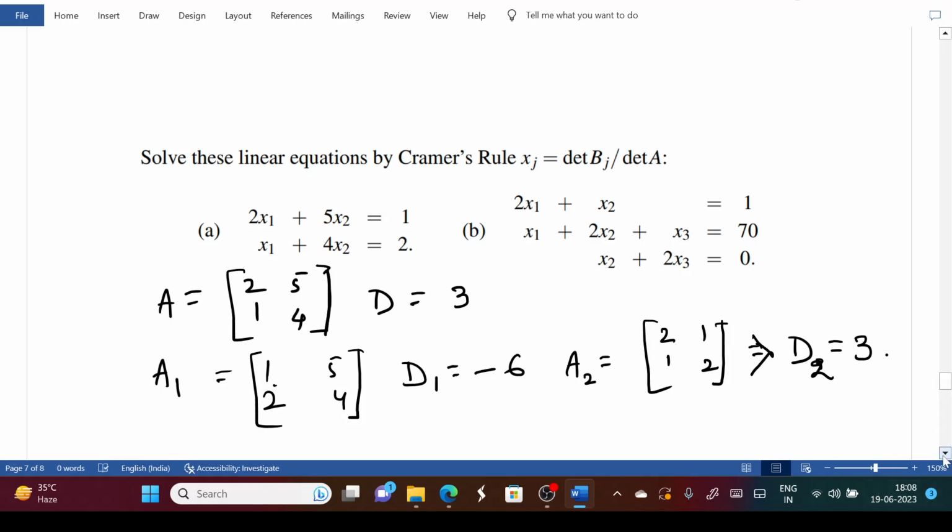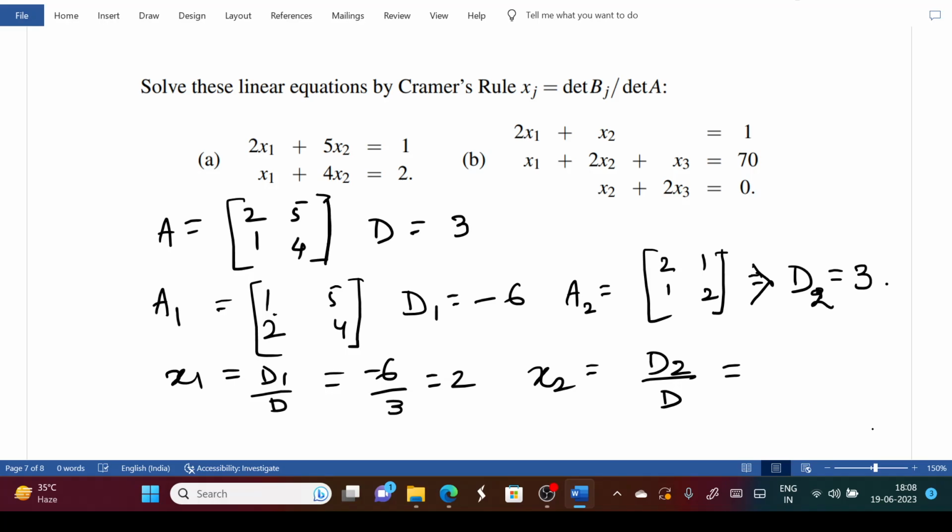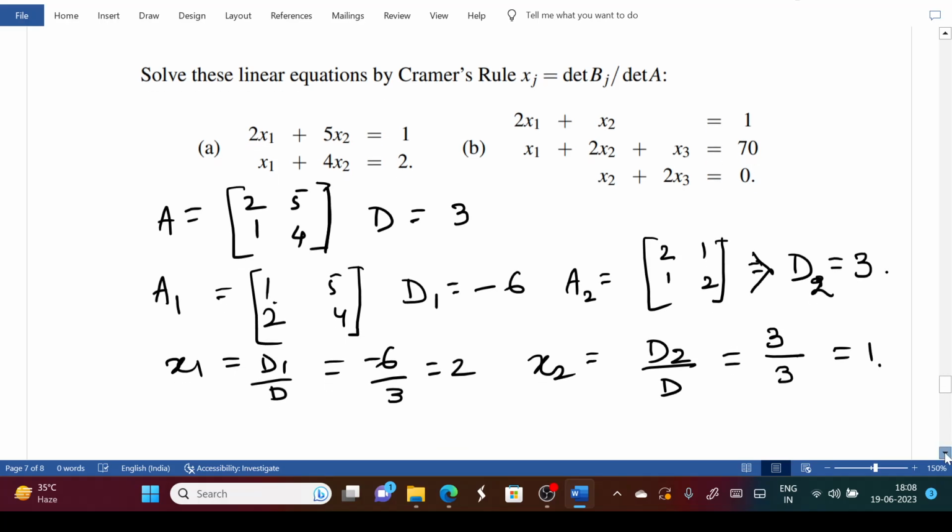So what about the solutions? X1 is equal to D1 by D, that is minus 6 by 3, that is minus 2. X2 is equal to D2 by D, that is 3 by 3, that is 1. So what about the solution? X1 is equal to 2 and X2 is equal to 1. This is the solution.